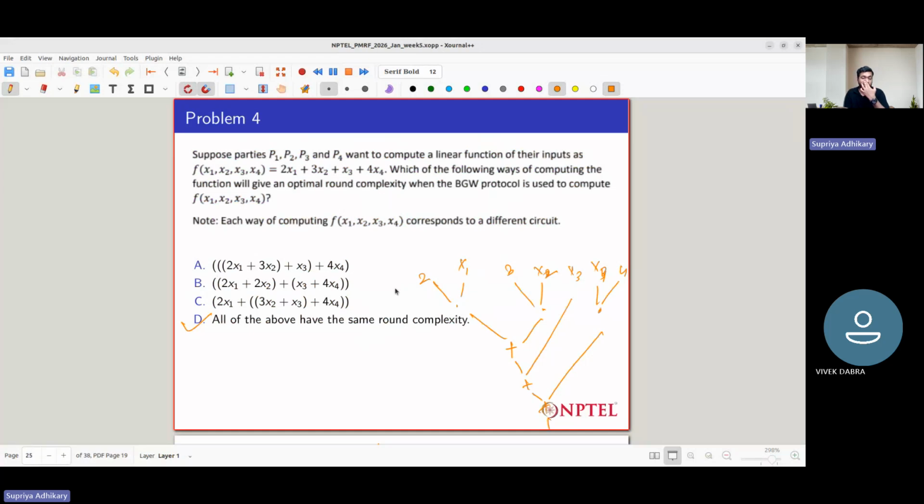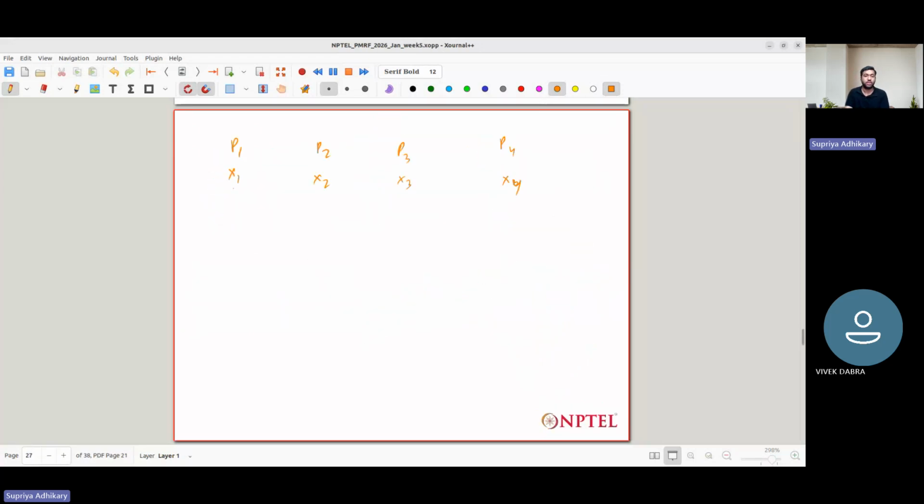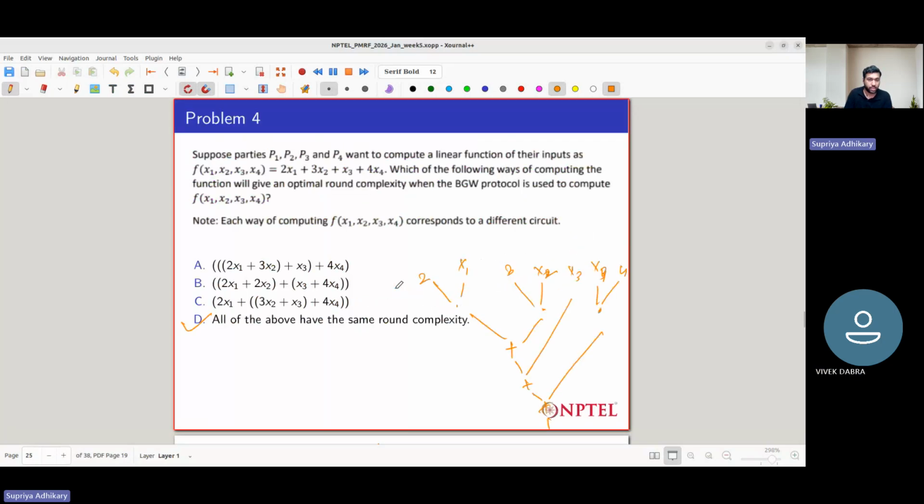And also the round complexity is the same, because only in the first round they need to communicate the shares for x1, x2, x3, and x4. That's the only thing that they need. Only one round of communication. And also after the shares for x1, x2, x3, and x4 are generated, they have to do a reconstruction in order to generate f(x1, x2, x3, x4). So if we consider it as z.